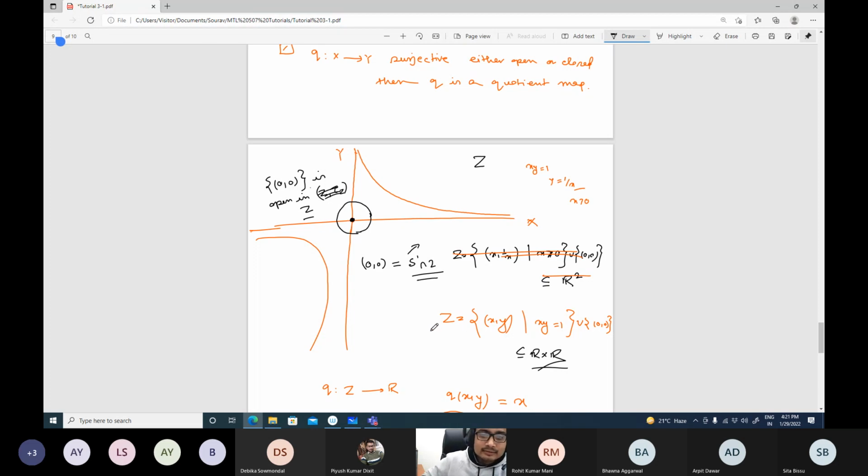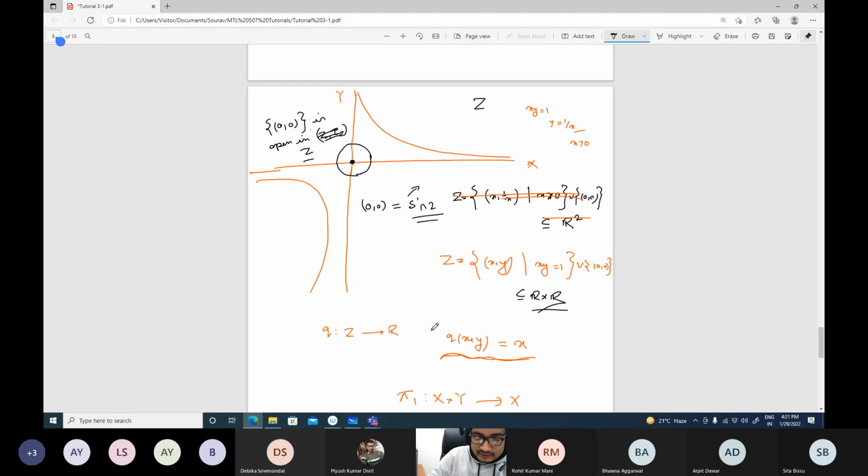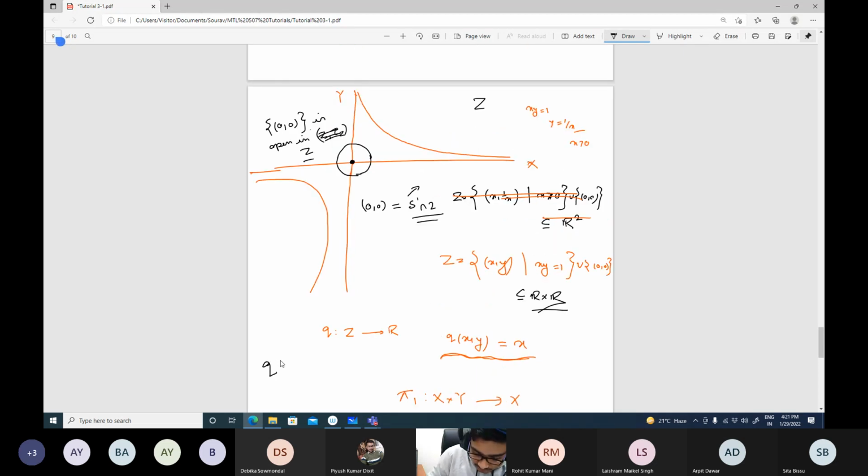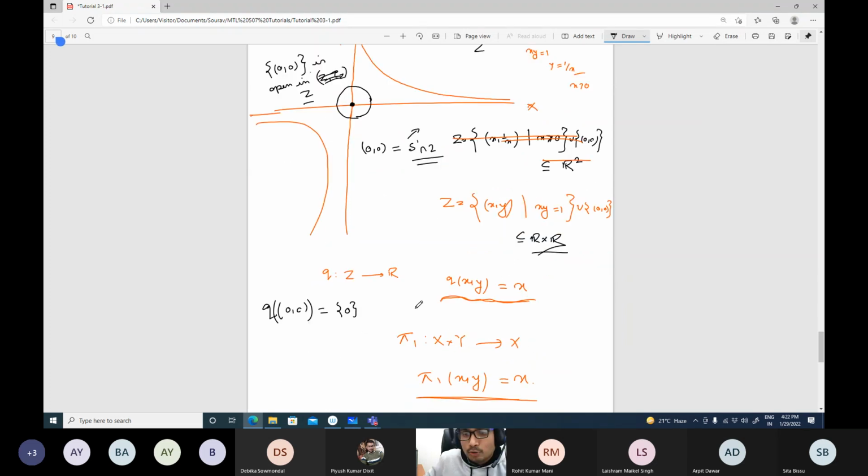Is it clear that this singleton set is open in Z? Yes or no? Now, what is q of this singleton set? The image is the singleton set {0}. But is the singleton set {0} open in R with the usual topology? No, sir. This is not open, right? Therefore, what we can say is it is not an open map.